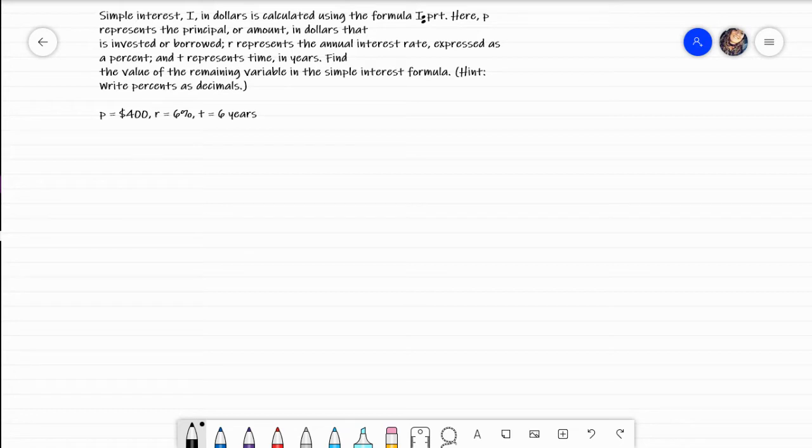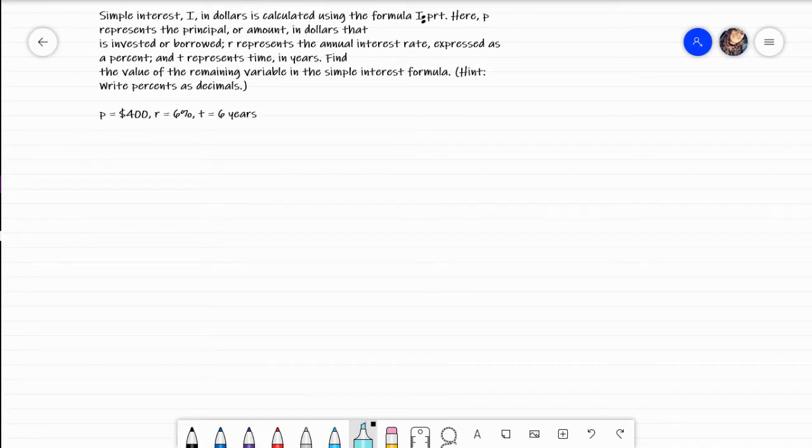Find the value of the remaining variable in the simple interest formula. For this particular one, they give us P, R, and T. If you have a problem that gives you I, P, and R, then what you would be finding is your T. Or if it gives you I, R, and T, you'd be finding your P. So just make sure you pay attention to what variable it is that you're finding. So this is to find the value of the remaining variable.